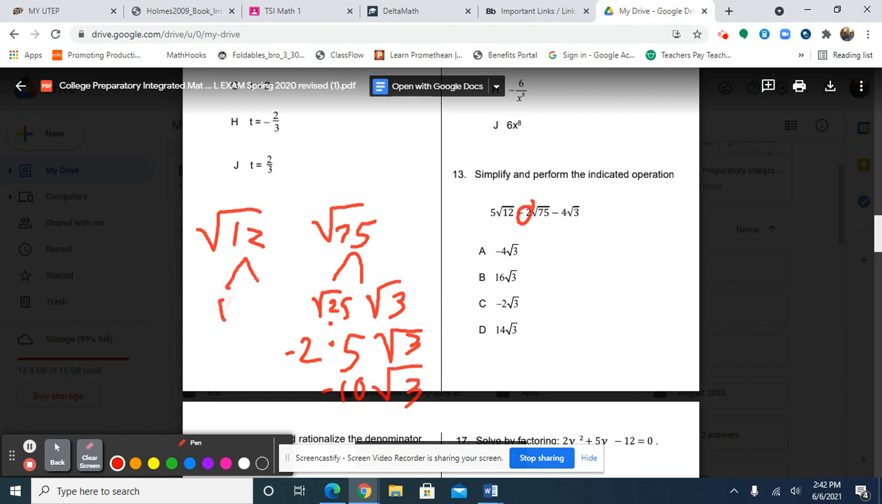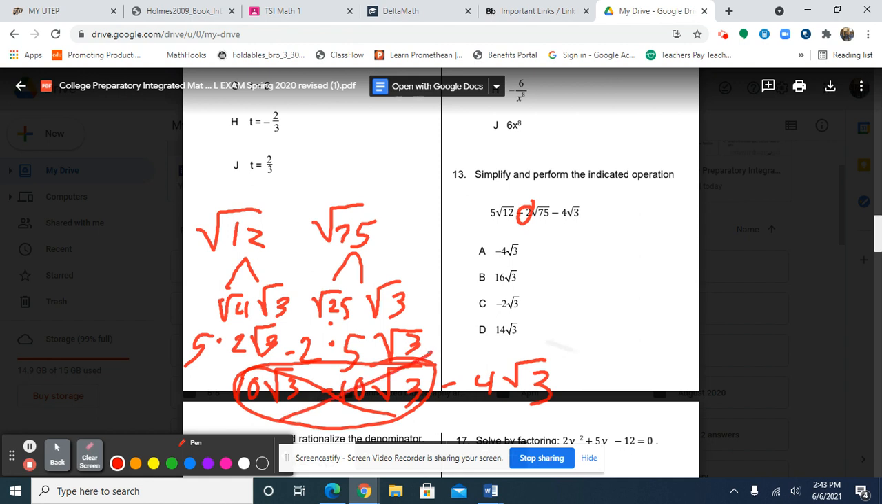Now this is 4 and 3. This is 2 square root of 3. And there's already a 5 on the outside, so that's 5 times 2, which is 10 square root of 3. And now we're left with these numbers and negative 4 square root of 3. Now that all the square roots are the same, we can actually subtract. But if you notice, we have 10 square root of 3 minus 10 square root of 3. All of this cancels out, so we're actually just left with negative 4 square root of 3.